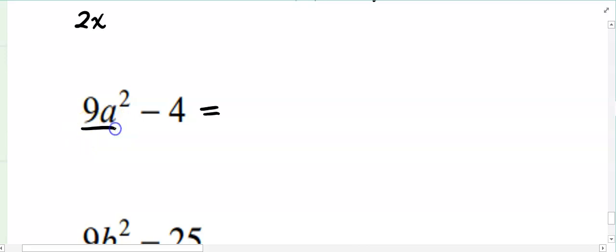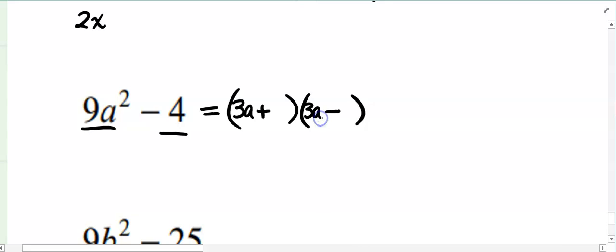Right here, we have a perfect square, subtract a perfect square. So I have two parentheses, one's positive, one's negative. The square root of 9 is 3. The square root of a squared is a, 3a. The square root of 4 is 2. And there we have it.